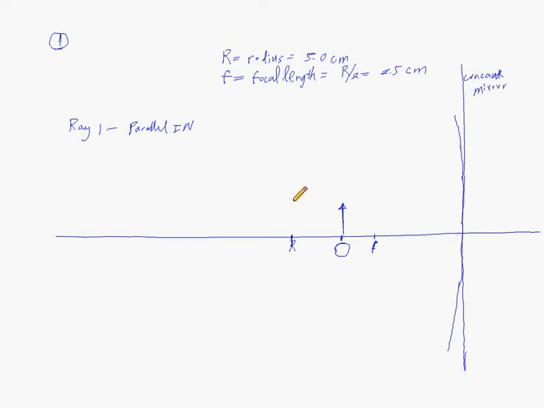So ray number 1 will come in parallel to the optical axis, like that. That's ray number 1. Notice it's parallel in. It hits the mirror, and then it will reflect. Reflect where? A parallel ray in reflects through the focal length right here. So it will reflect through the focal length, and that is ray number 1.